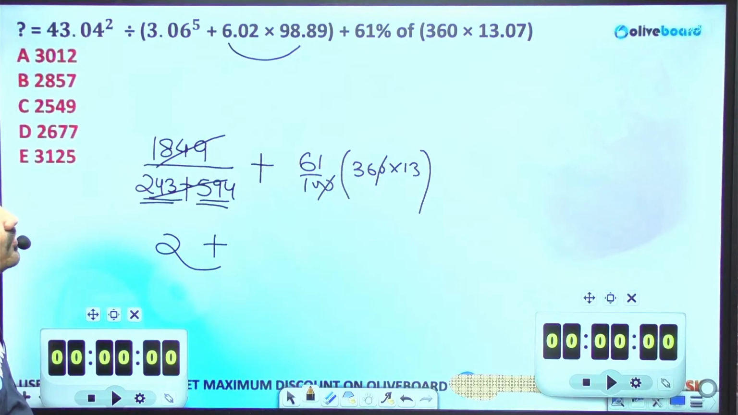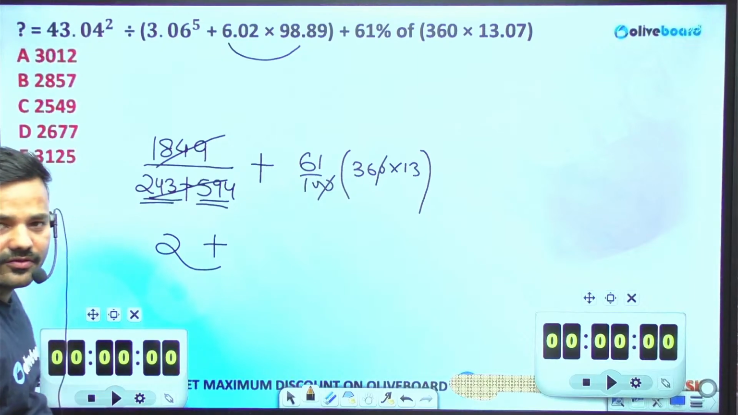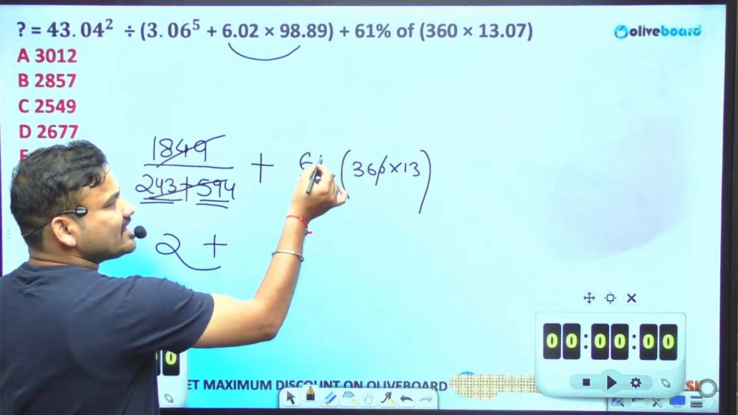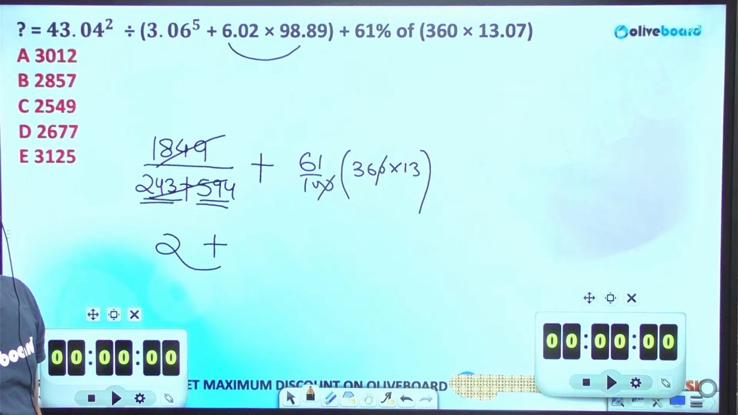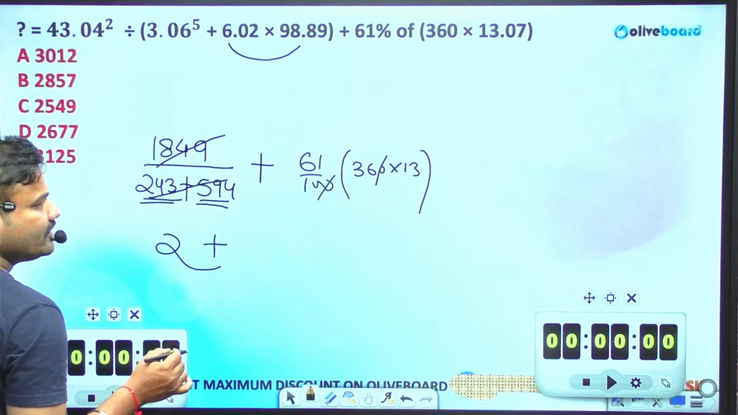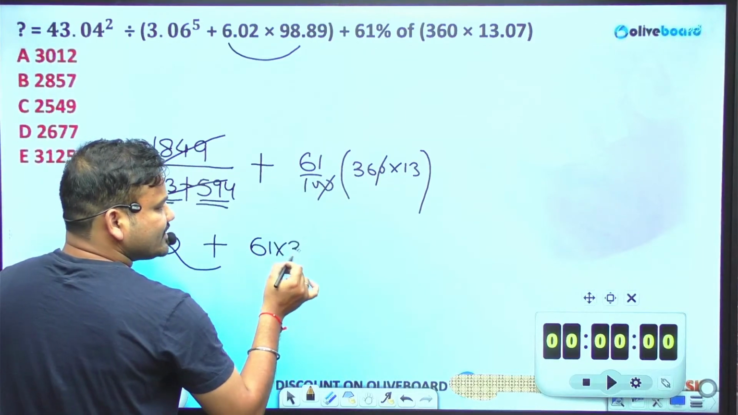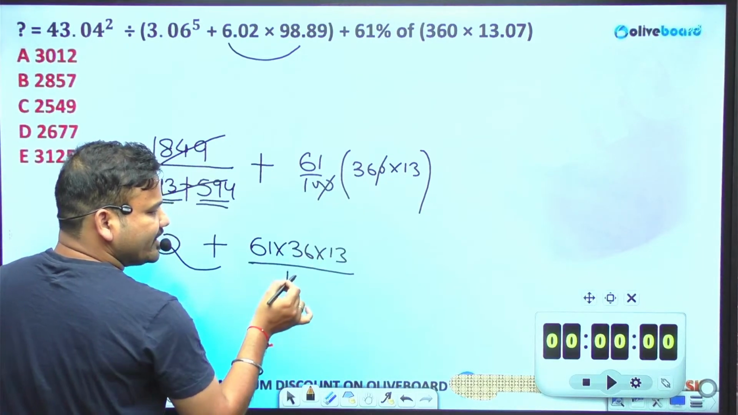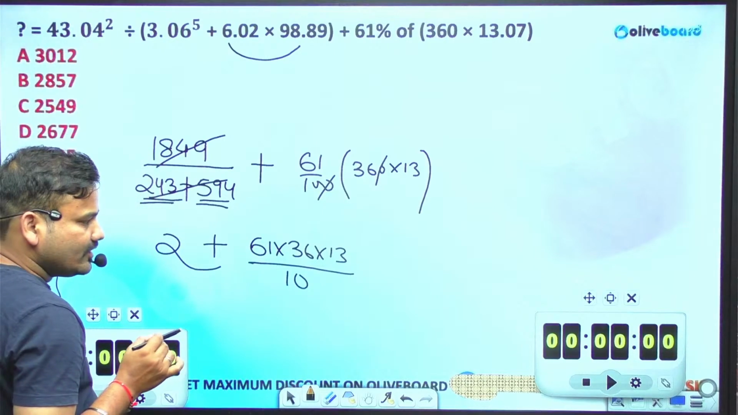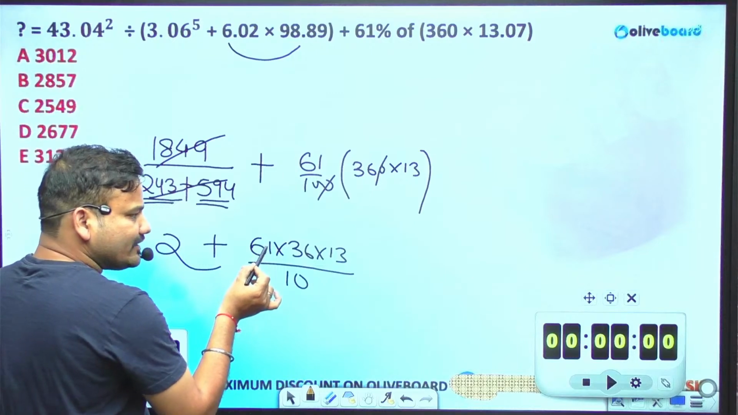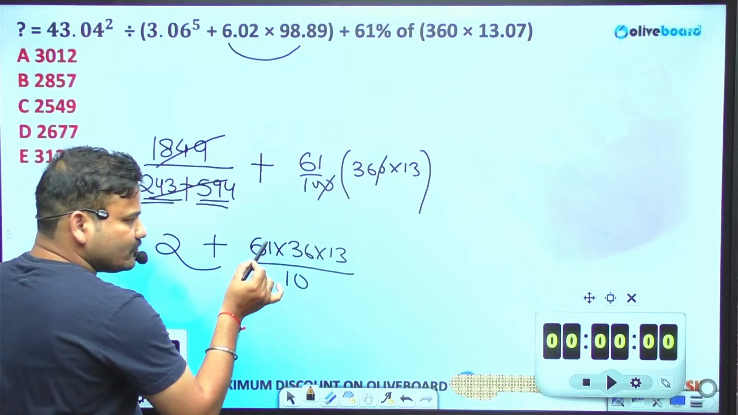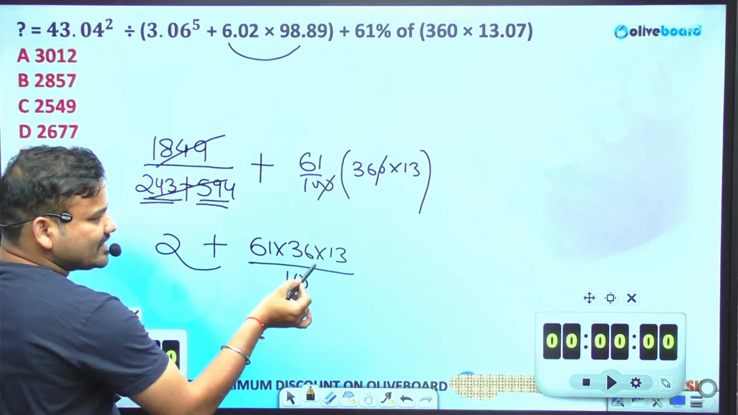So 36 into 13 into 61. For a moment, you can consider this as 60 also. So if I am considering this as 60, this 0 will be eliminated. Isn't it? So we have 61 times 36 times 13, and that too divided by 10. So for a moment, I can consider this as 60, so that these zeros will be eliminated. So 36 times 13, 60.